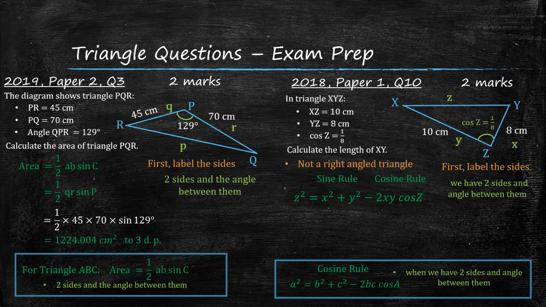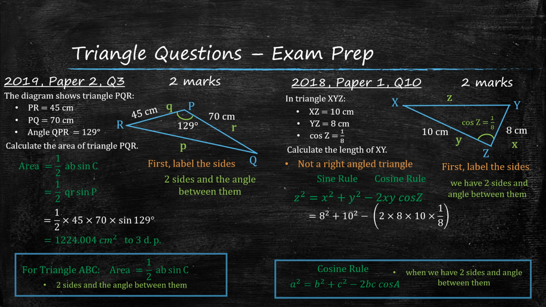So let's use that. But let's put it into a form we can work with. We're looking for side z. So z squared is equal to x squared plus y squared minus 2xy cos of angle z. Plugging in the values we have, 8 squared plus 10 squared minus 2 times 8 times 10 times cos of z, which we are given as 1/8.